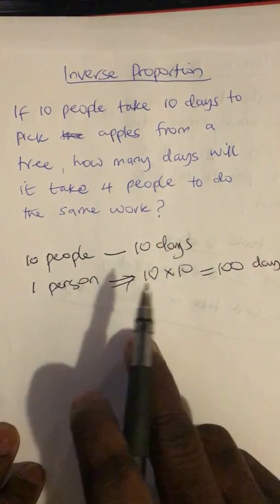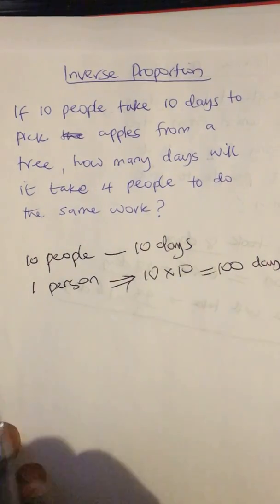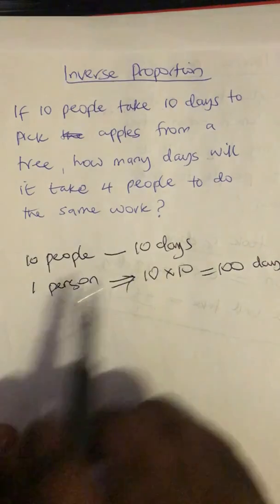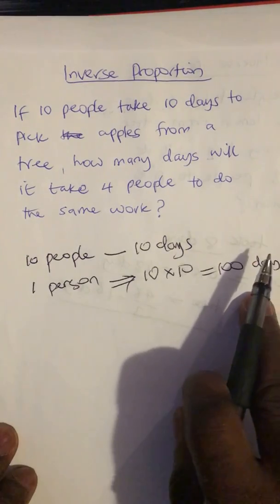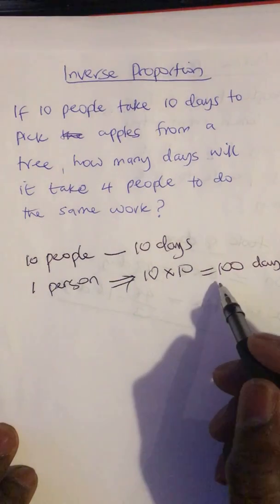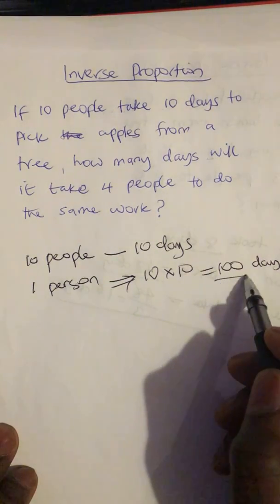It means one person will do that same job in 10 days. So if 10 people can do the job in 10 days, one person can do the job in 100 days. How long will it take 4 people? All we simply do is divide these days by 4.